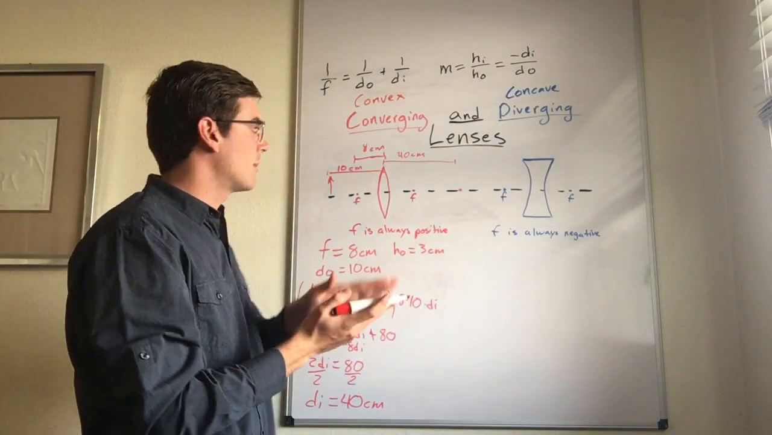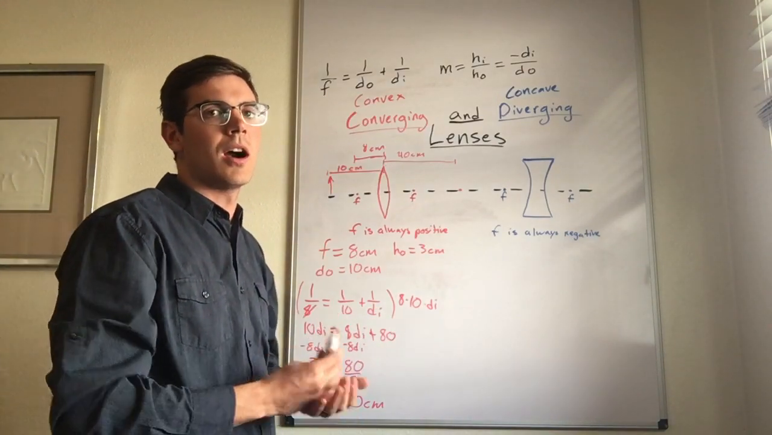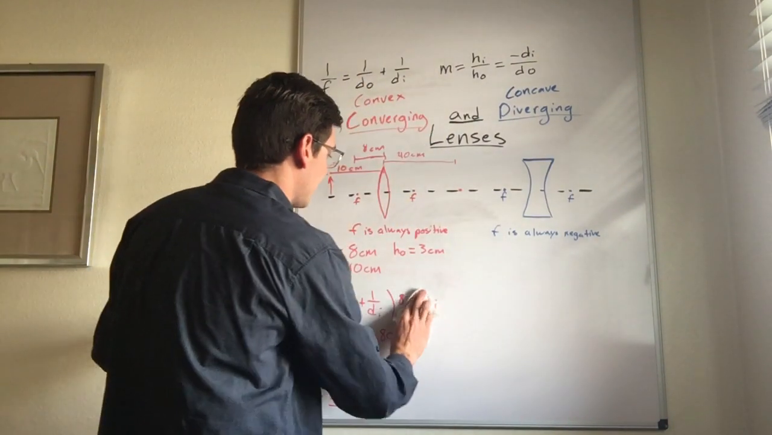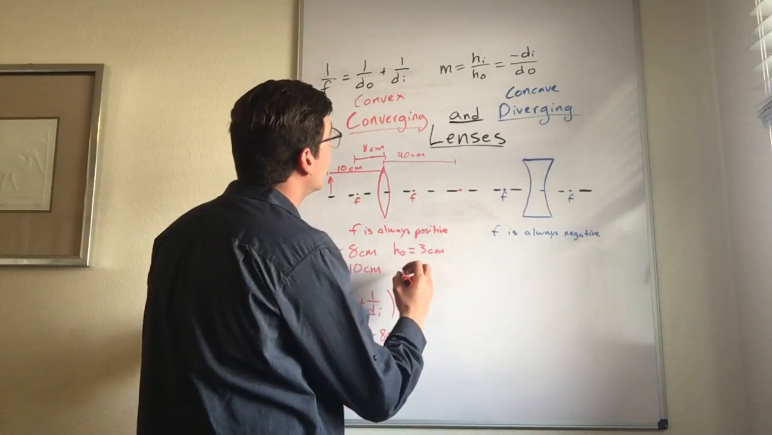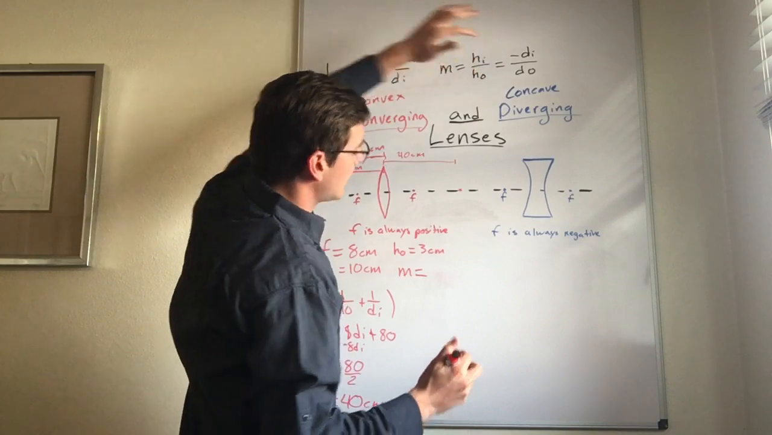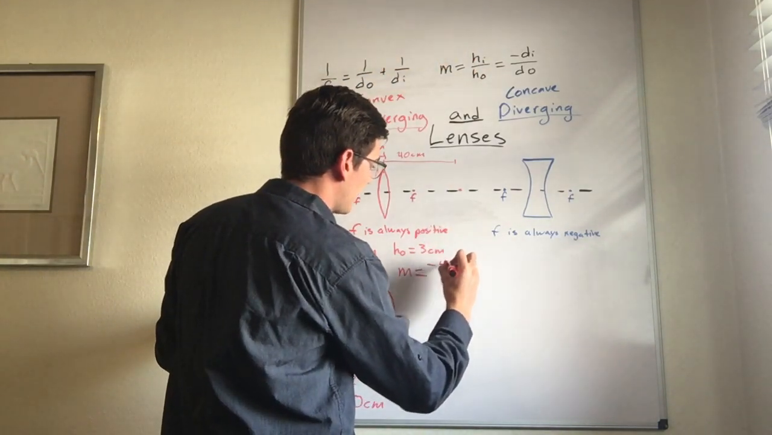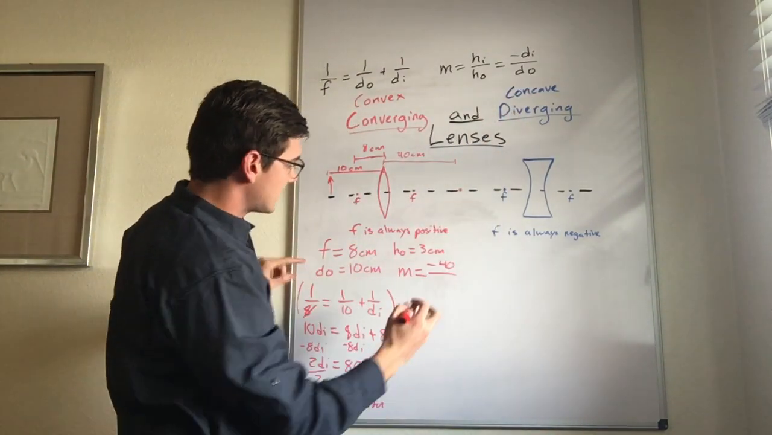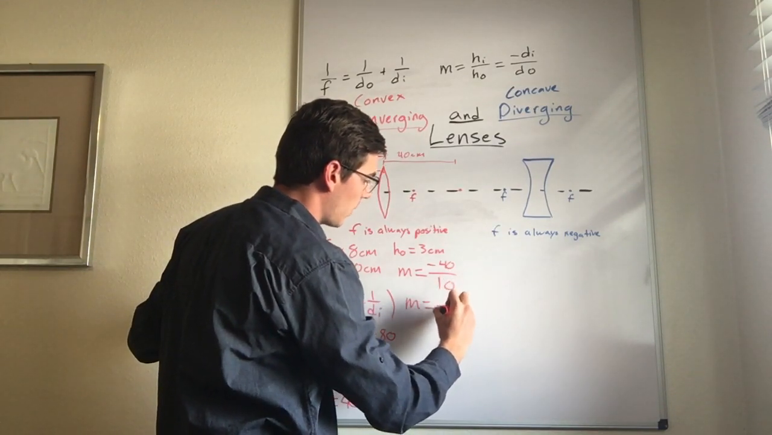The magnification is going to mean how much bigger or how much smaller our image is compared to our object. So to do that real fast, I'm going to erase a little bit so we have a little more room right here. We're going to do magnification equals negative distance of the image. We know the distance of the image is 40, so negative 40 over the distance of the object. Our object distance is 10. So you get magnification equals negative 4.